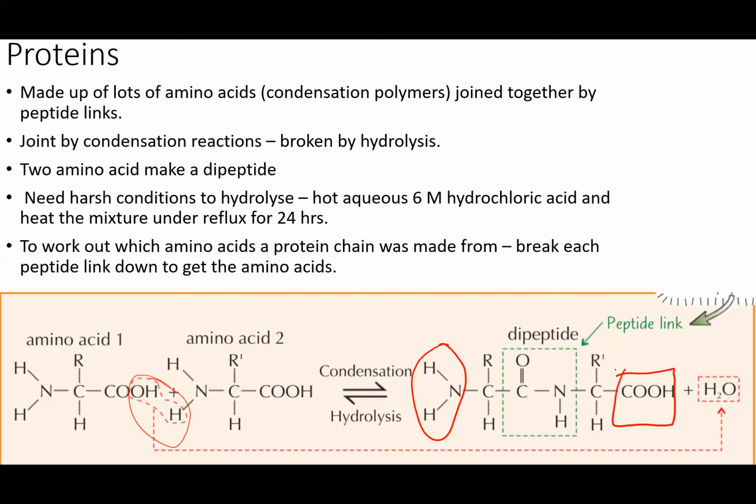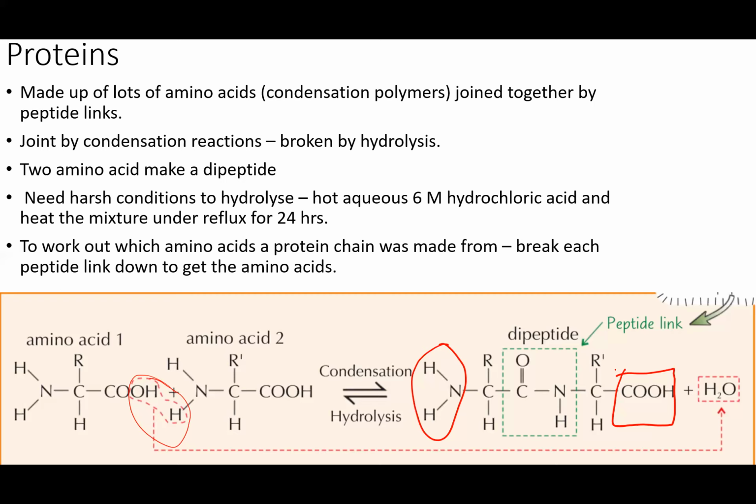And like I said, that protein can then be broken back down into its individual amino acids via hydrolysis. But you need really harsh conditions for this to happen. It doesn't just happen very easily and naturally. What you would need to do is add hot aqueous 6 mole hydrochloric acid, and then heat the mixture under reflux for 24 hours.